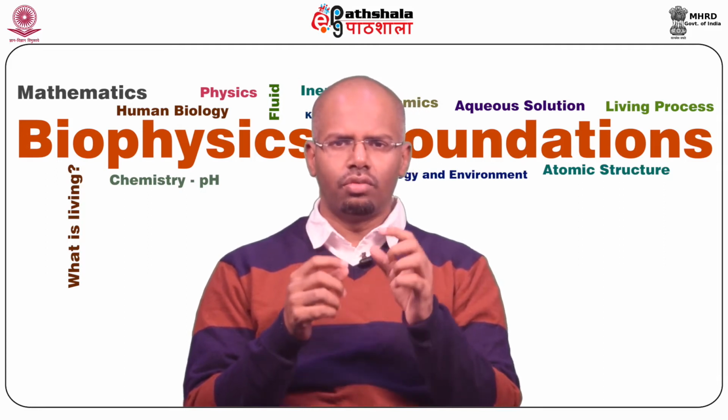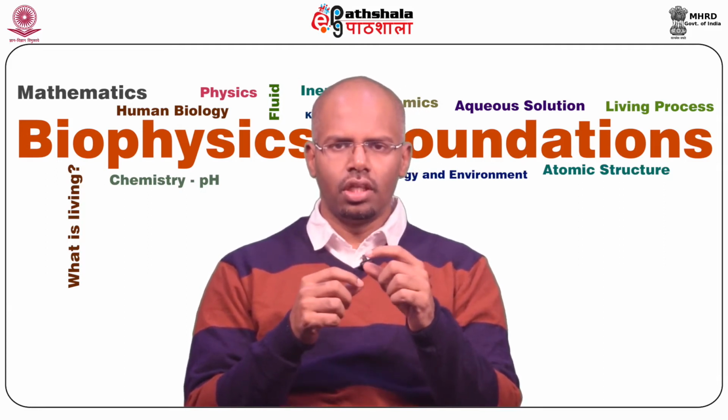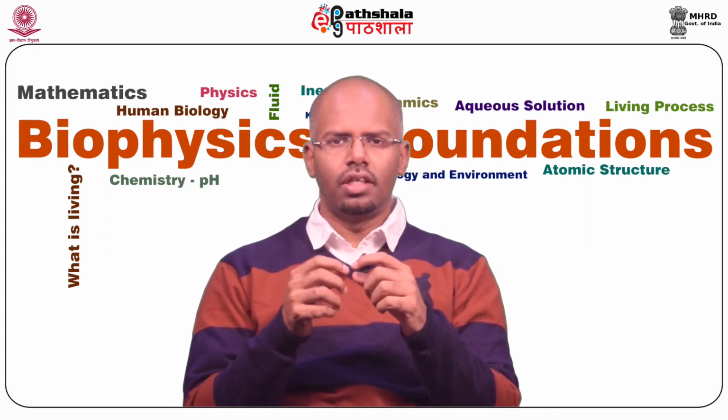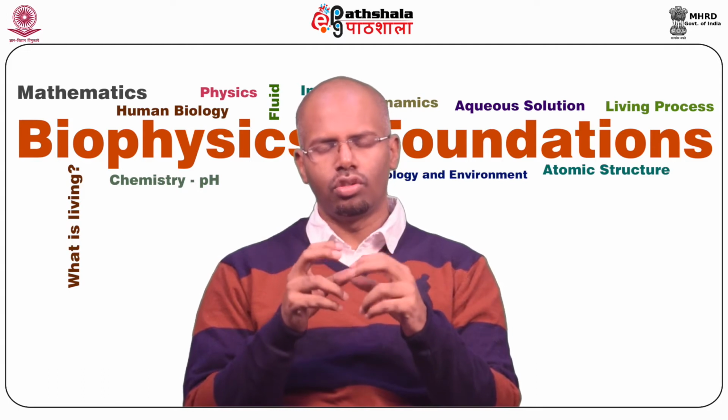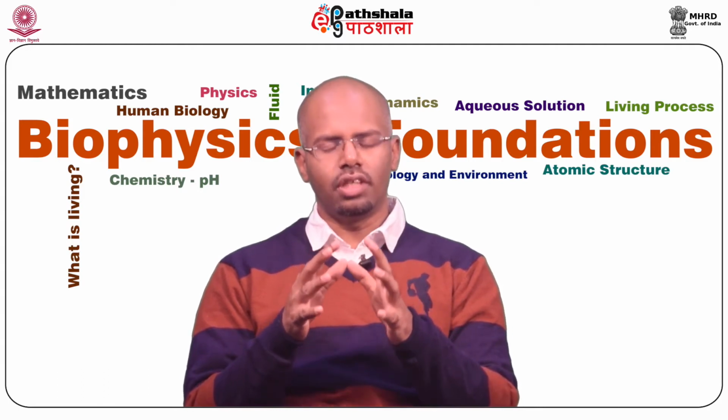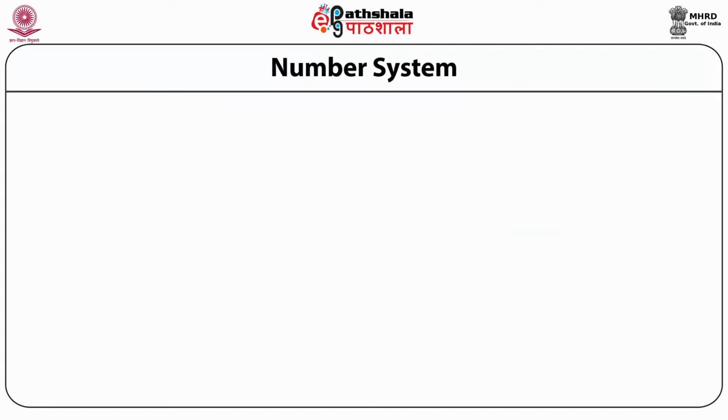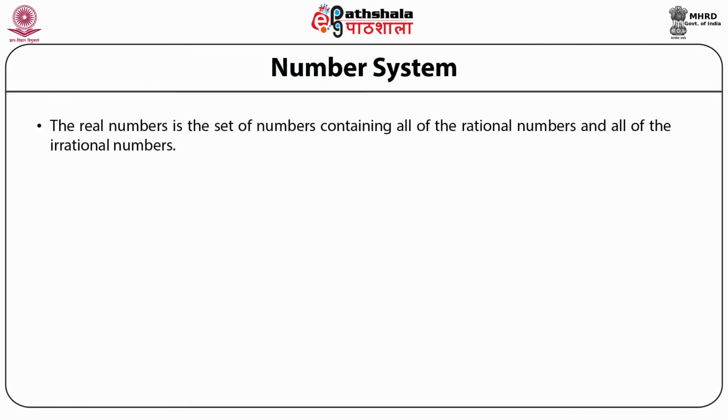So the two ratios are not integers on both top and bottom. So, it is an irrational number. And we are going to see the number system again. The real numbers is a set of numbers containing all the rational numbers as well as the irrational numbers.